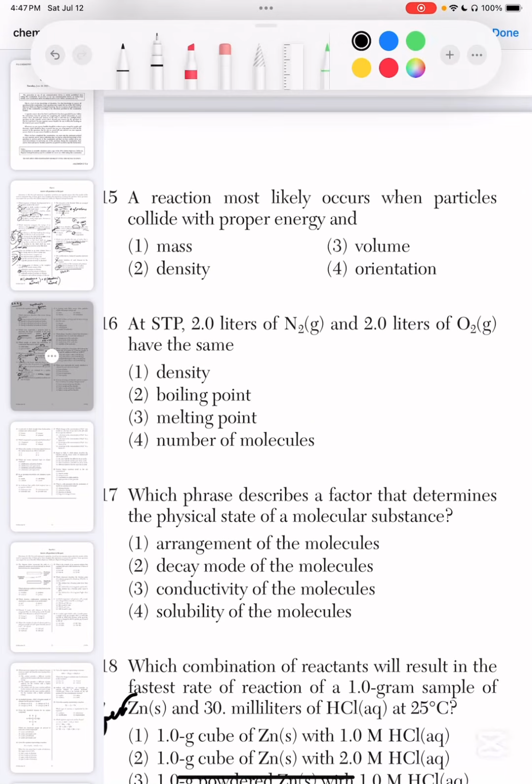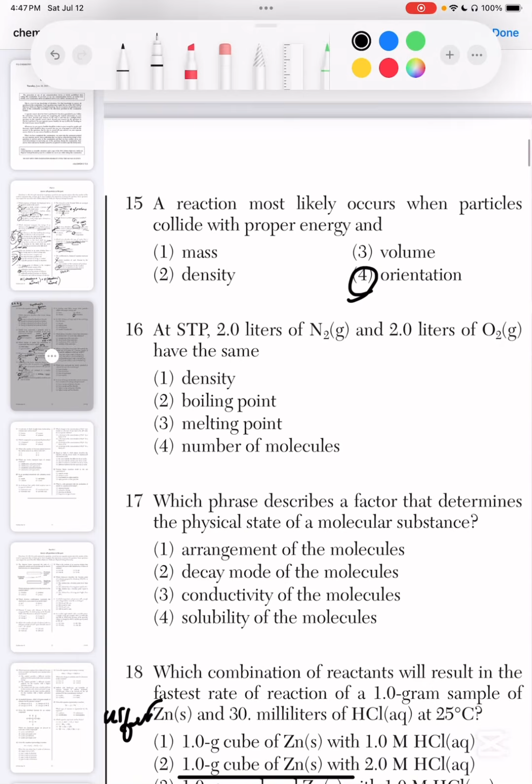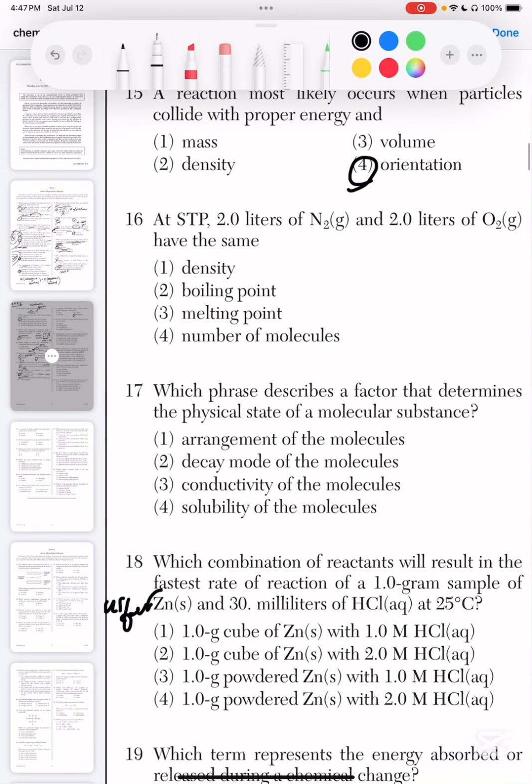A reaction most likely occurs when particles collide with proper energy and orientation. This is muscle memory at this point, just saying this phrase.